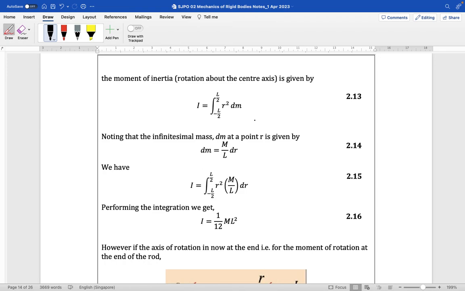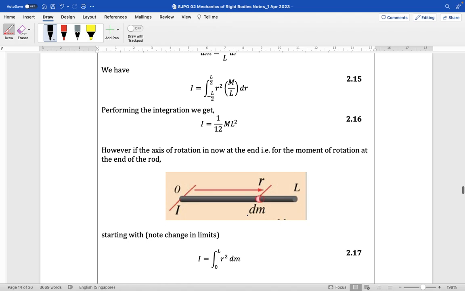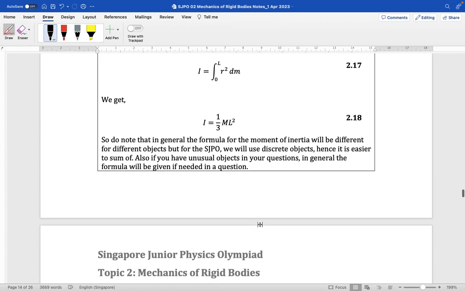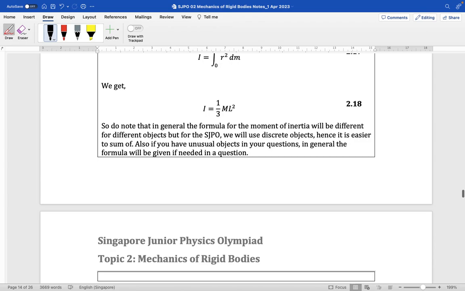And based on the type of object that you have, you will then put in the form for mass and then perform the integral explicitly. However, for our physics Olympiad, we will keep it to very symmetrical objects, of which if you do need the form of the moment of inertia, generally it will be provided for you. So if it's a very complex object in the physics Olympiad, the form will be provided for you. But most of the time, we are looking at discrete objects, which makes it easy for us to use the symmetry involved to solve for them.